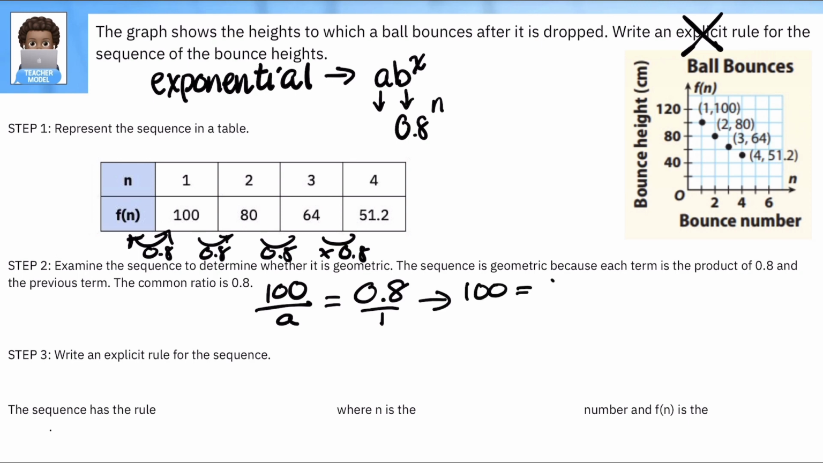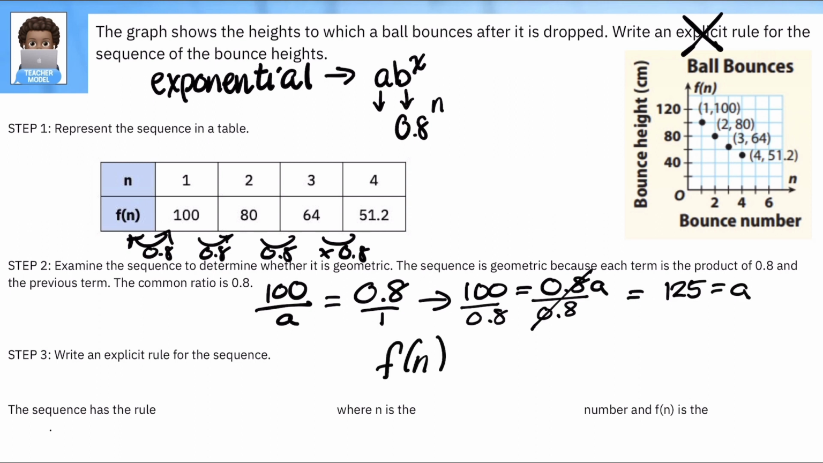So I have 100 is equal to 0.8a. And then I'm just going to divide both sides by 0.8. And that way I'm going to be left with 125 is equal to a. Now I can rewrite this in an exponential form. 125 times the rate of 0.8 to the nth. All right, to whatever number we're looking for, the nth term.